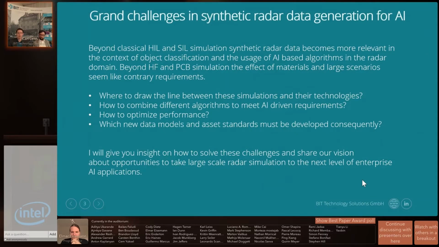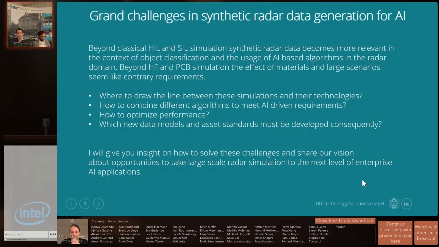Beyond the classical simulation and hardware and software in the loop systems, synthetic data becomes more and more relevant to replicate and to make scenarios which you can barely do in reality. Also, coming to the data protection issues you have with real data, and especially the amount of ground truth you need. We're just here at the beginning of what is possible.